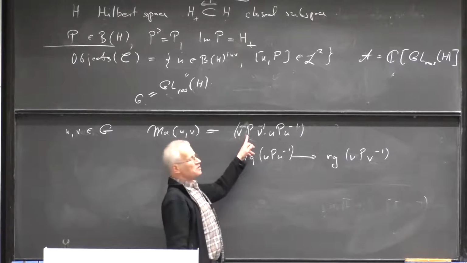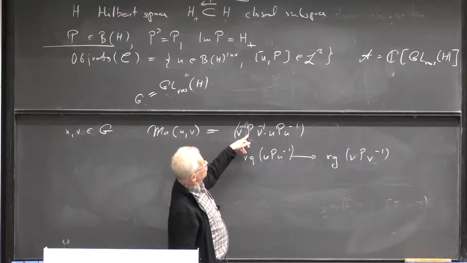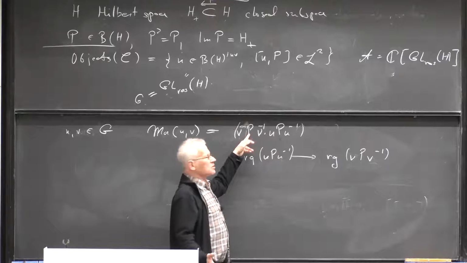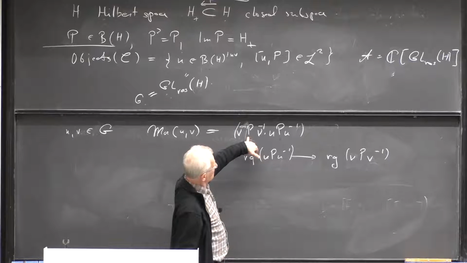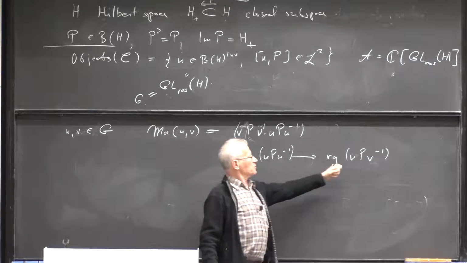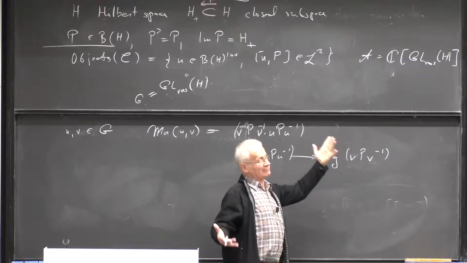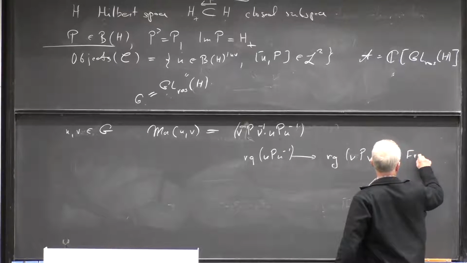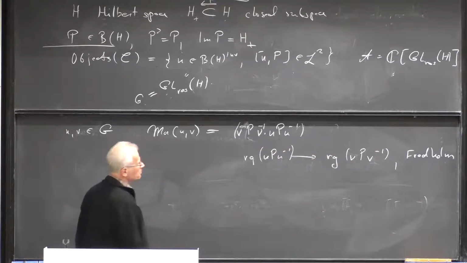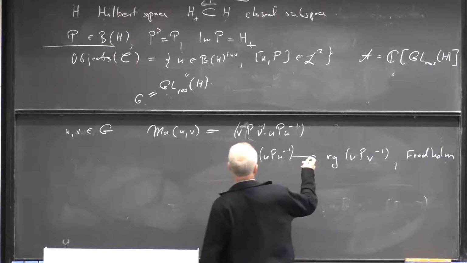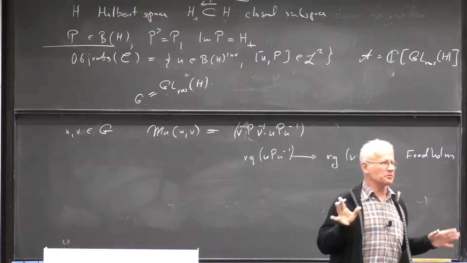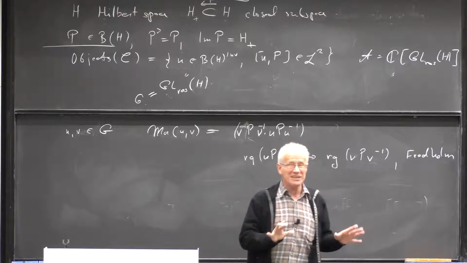Now, since they differ from P by something in L2, this thing differs from P squared, which is P, by something, as a matter of fact in L1, but that's a different story, by something compact. So this is a Fredholm operator. Given a Fredholm operator, there is of course the notion of index, but we are more interested in the notion of determinant here.